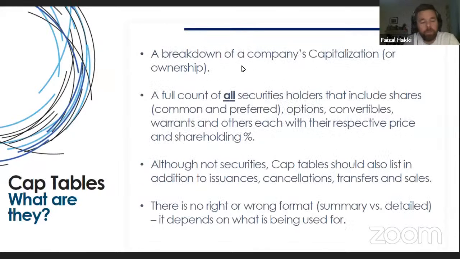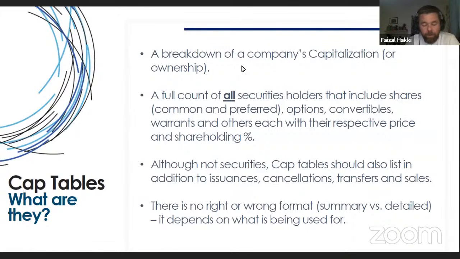Most of you know what cap table stands for. Cap is basically short for capitalization. It's a breakdown of the company's ownership. It is typically found in the balance sheet of a company, and it represents what is referred to as a line item, shareholders' equity.